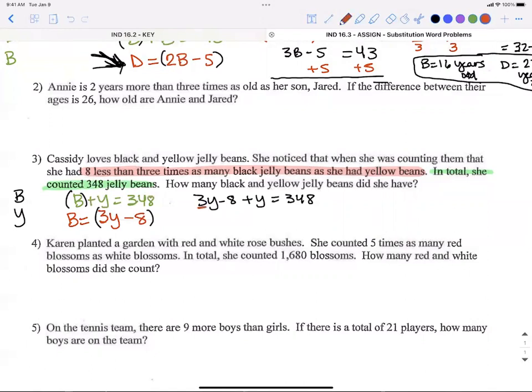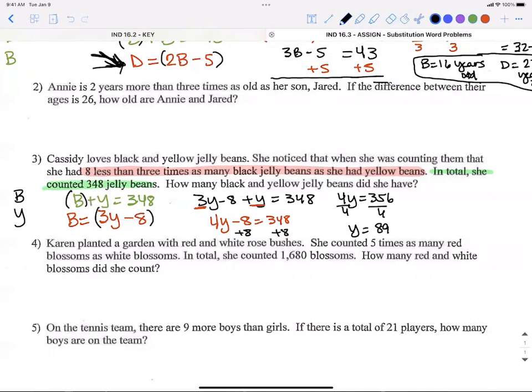Again, I'm gonna combine my like terms. So I've got 3Y and 1Y, which can be simplified as 4Y minus 8 equals 348. And then I'm going to add 8 and add 8, and that gives me 4Y equals 356. And then when I divide by 4 and divide by 4, I get that yellow equals 356 divided by 4, which equals 89. So I have 89 yellow jelly beans.